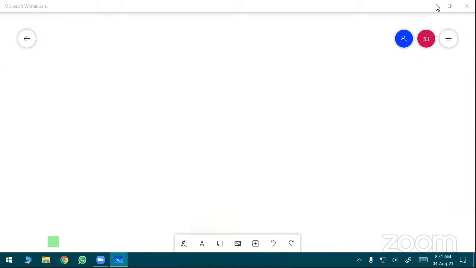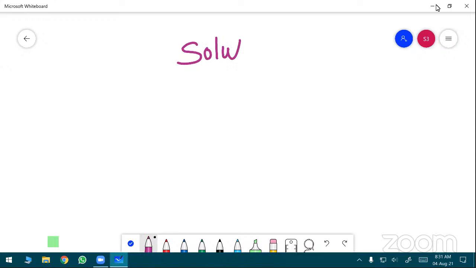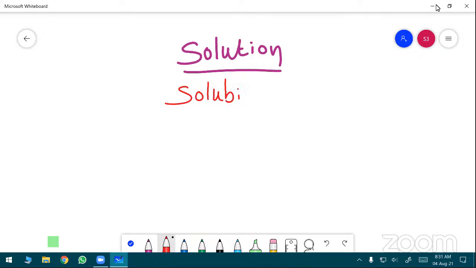Students, we are seeing the solution lesson. In the solution lesson, today we are going to discuss solubility, the effect of temperature and pressure on solubility. This is the topic which we are going to see today.